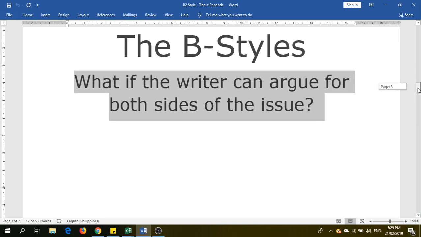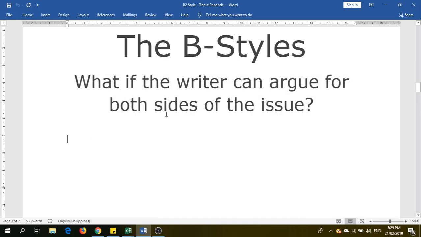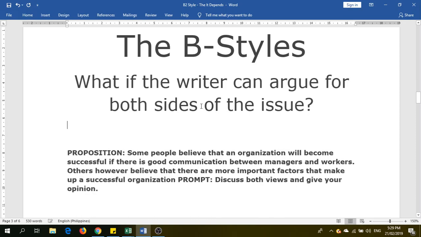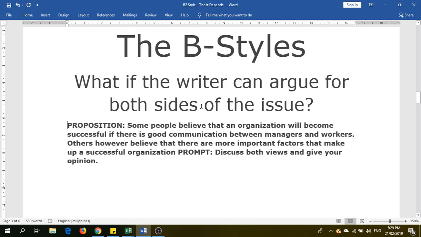And so looking back into all the model answers, like I said, we scoured all the model answers. And indeed, we did see a number of essays that argued for both sides of the issue. An example of that was the essay that came out just 2 weeks ago, I'm referring to February of 2019, which said that some people believe that an organization will become successful if there's good communication between managers and workers. So that is one side of the issue.